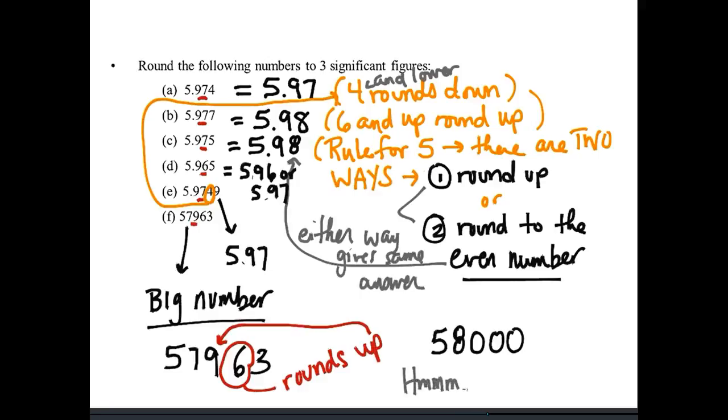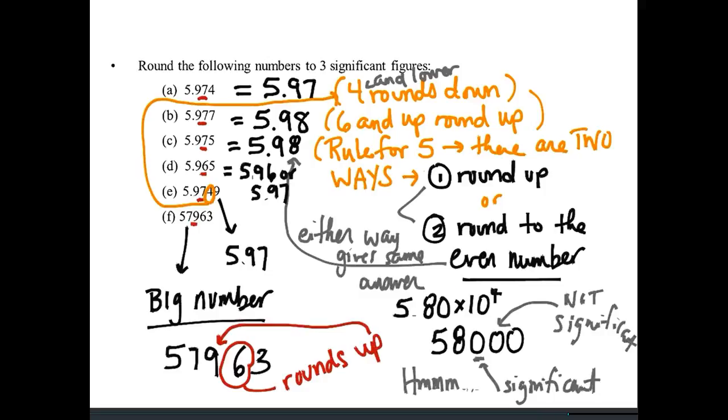I don't know. How do I do it? That 0 is significant. How do I show that? I don't know. That one's not significant. What do I do? I don't know what to do.